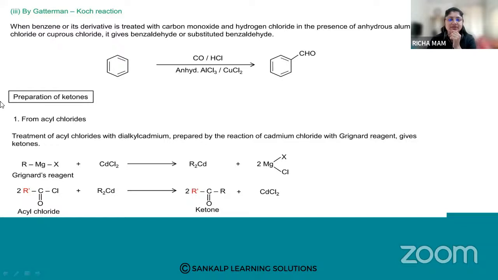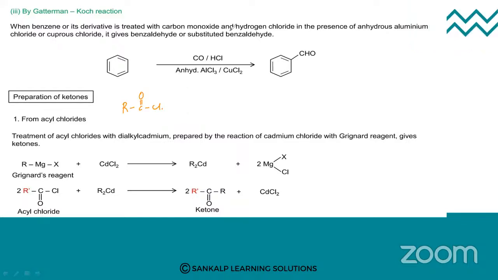Next we are going to discuss the preparation of ketones. The first preparation is from acyl chloride. Now you know what is acyl chloride: RCOCl, with R-C double bond O and Cl. It is called acid chloride, or acyl chloride.